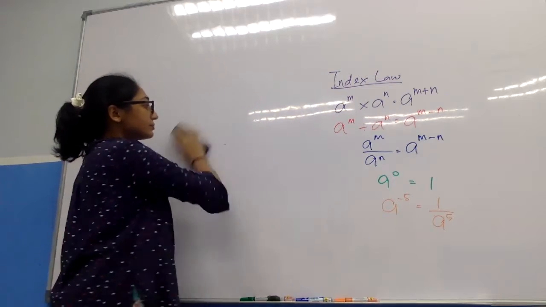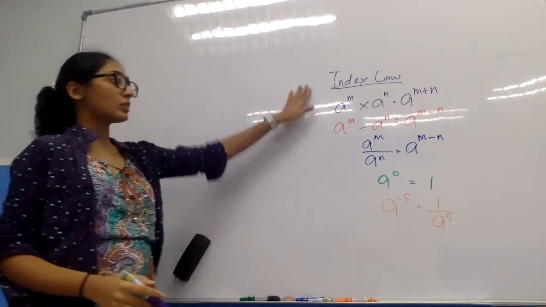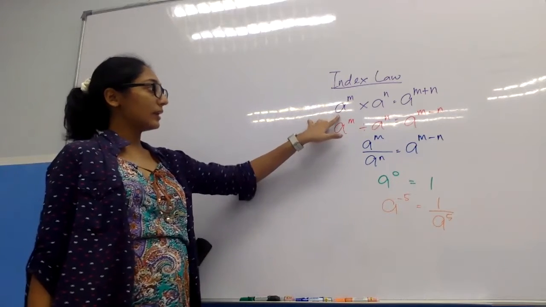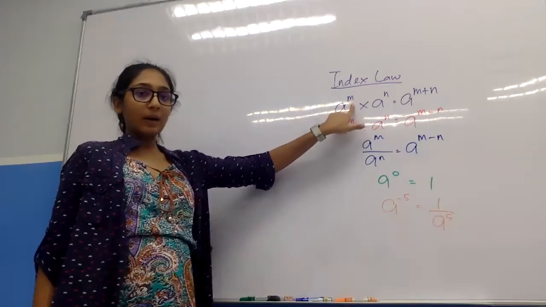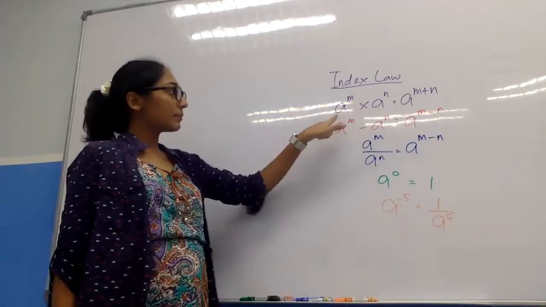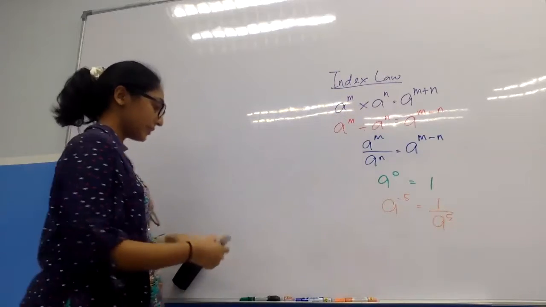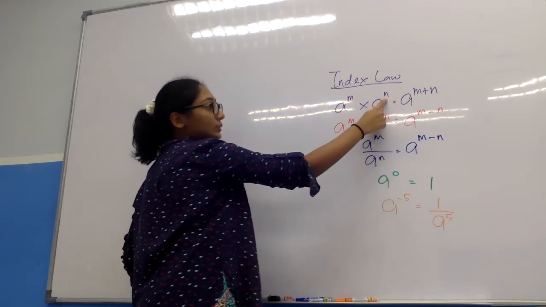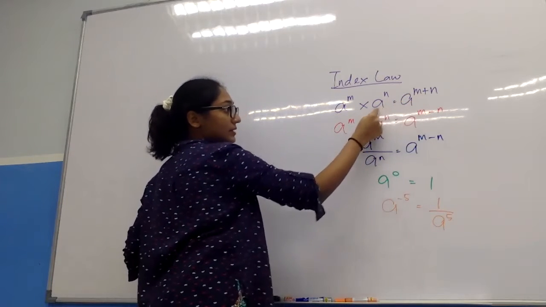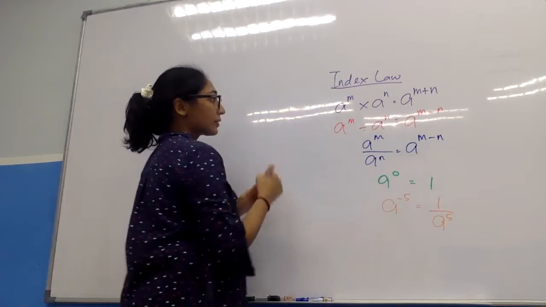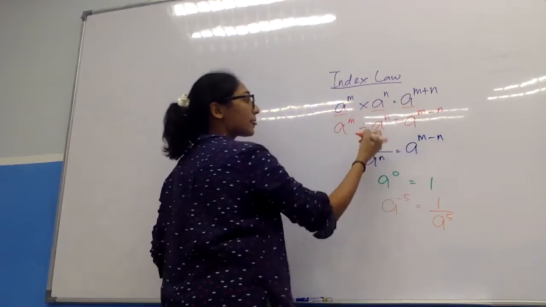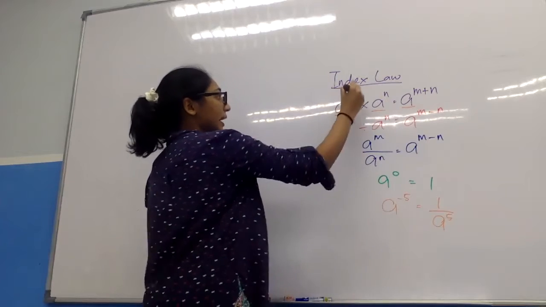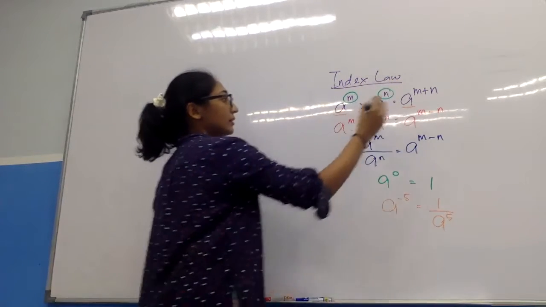Now there is something called index law. When I have a number with a power, and then times with the same number, so the base number is the same, but now the power number is different, what I do is I keep this base number the same, and what I do to this is I add up the m and I add up the n.